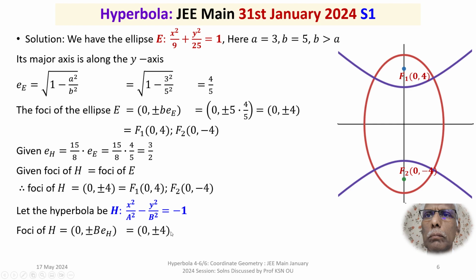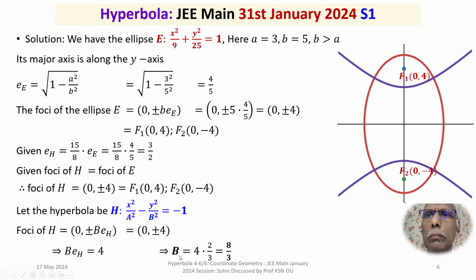Now, the foci of H are the same as the foci of E, that is 0, plus or minus 4. The foci of H are given by 0, plus or minus B times e_H, because the hyperbola we have is x square by capital A square minus y square by capital B square is equal to minus 1. So this will be 0 plus or minus B e_H, where e_H is the eccentricity of the hyperbola, equal to 0, plus or minus 4. That means B into the eccentricity of the hyperbola is equal to 4. And e_H we know is 3 by 2. So substitute here. Capital B, you will get 4 into 2 by 3, that is equal to 8 by 3.